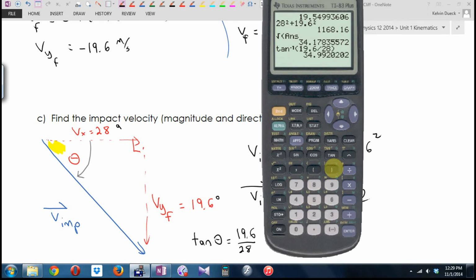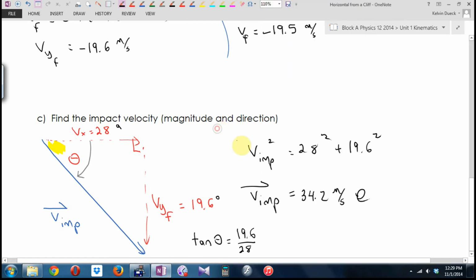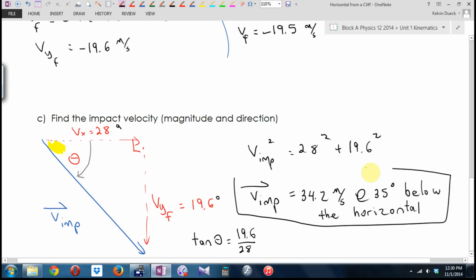And I get almost exactly 35 degrees. If you said south of east, I'd take it, but we're looking at a side view, so we say this is below the horizontal. That's the impact velocity: 34.2 meters per second at a 35-degree angle below the horizontal.